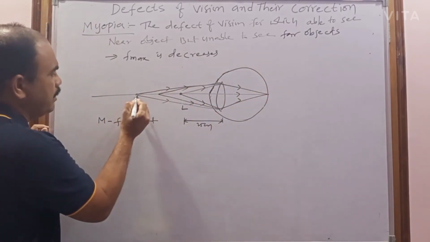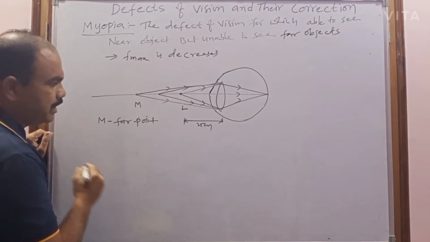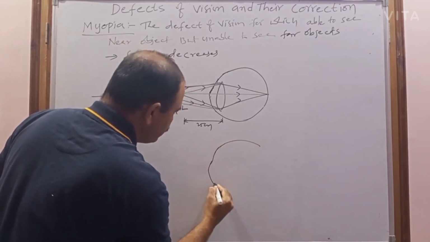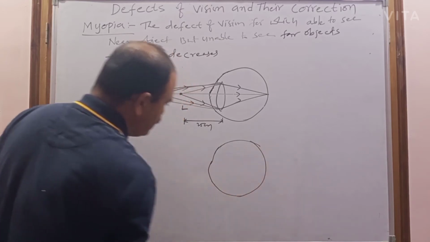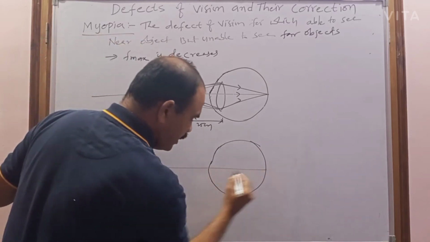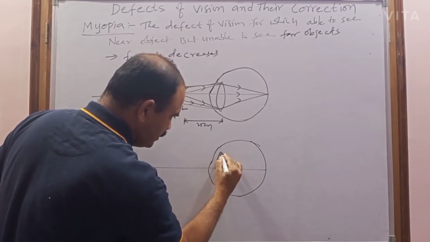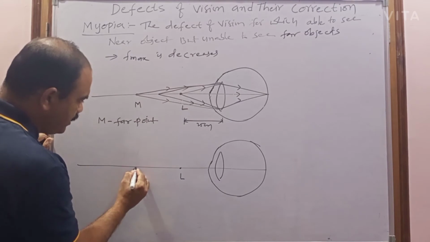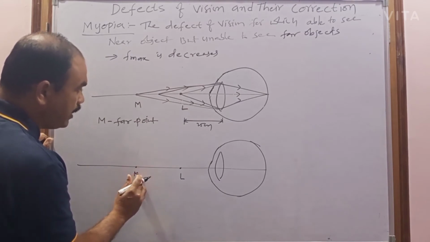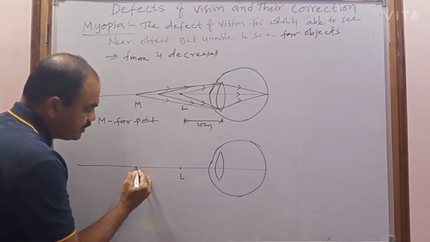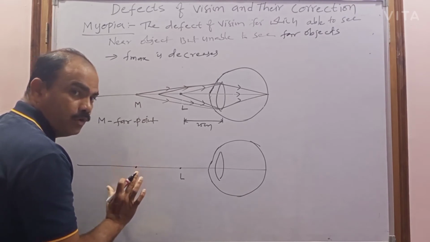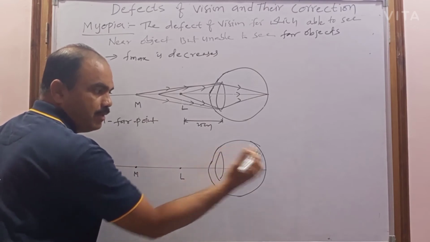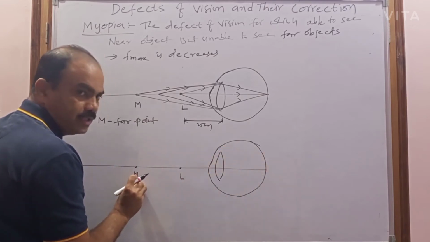But if the object is beyond M, now come to this. So this is the human eye, and now consider this is the eye lens. So now this is L, the least distance of distinct vision point, and this is M. M is nothing but the far point of the myopia person. And nothing but what is the maximum distance for which the image can be formed on the retina? Means this is the far point distance.